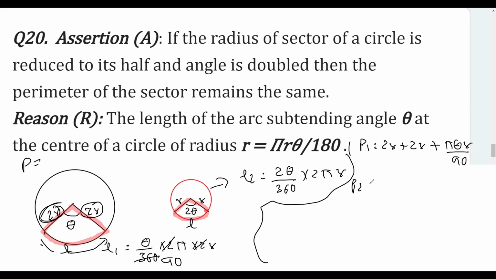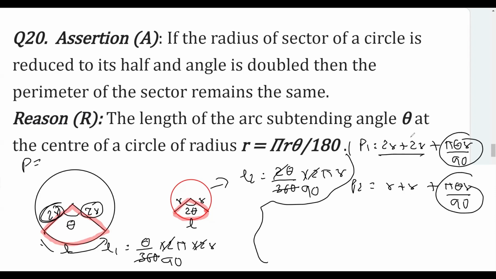Now the perimeter of the other sector is going to be r plus r plus this arc, and on reducing, 9 times again, this is pi theta r by 90. It's very easy to figure out from here, as we don't have to show the actual working, that these are not the same. This is 4r over here, and this is 2r. But they are saying that the perimeter will be the same in this case. So we'll say that the assertion is wrong.